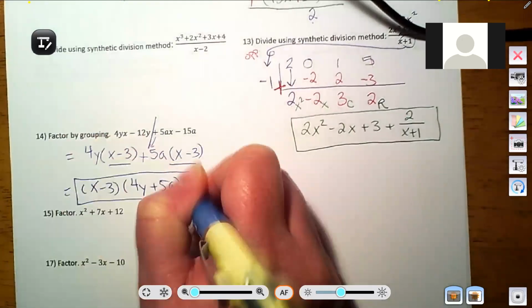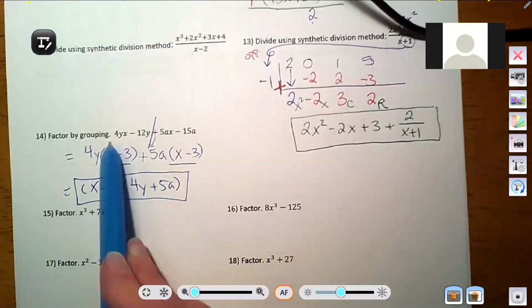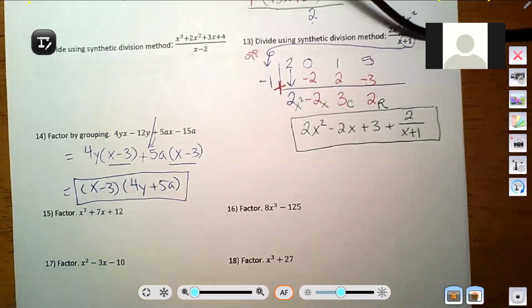You can double check your work by foiling, and it should get you that. So on these, you can always check your work when you're factoring, just foil it or multiply it out, and you should get the original problem.